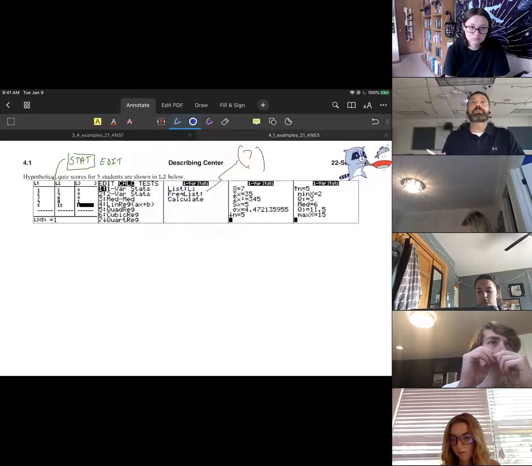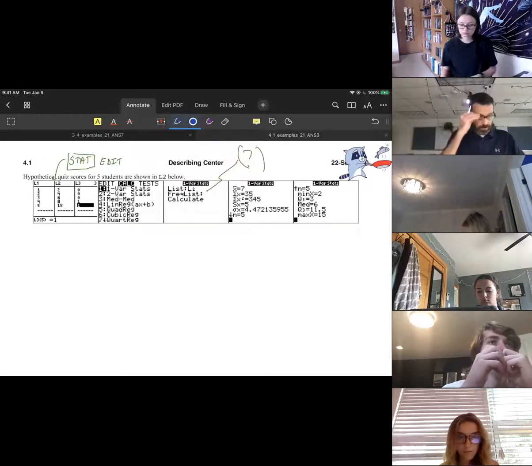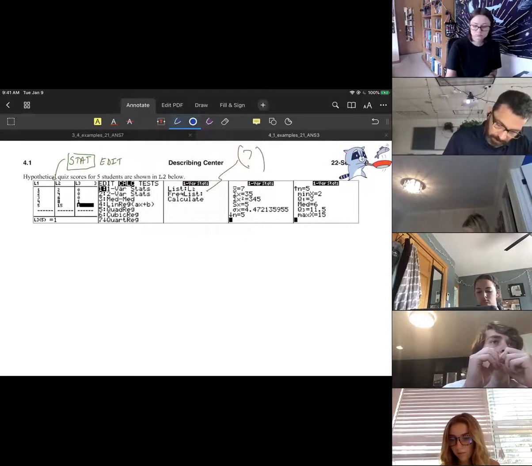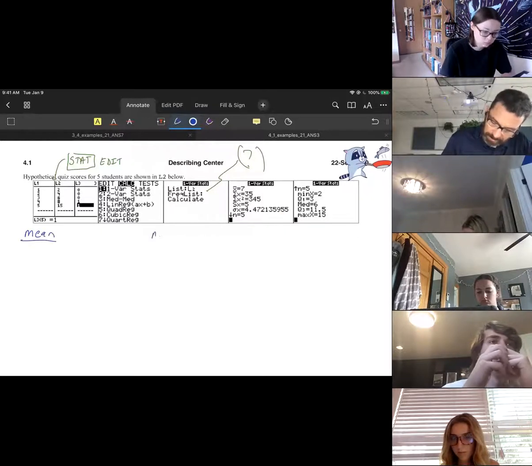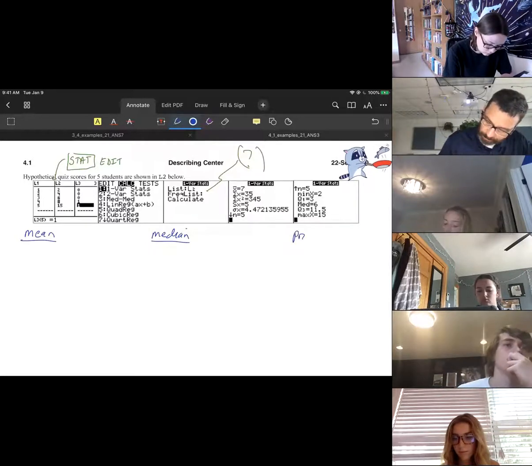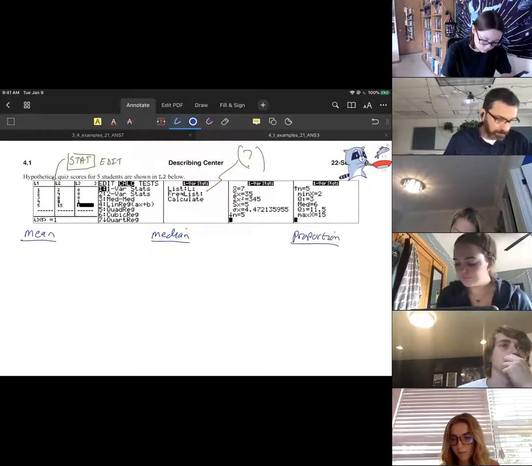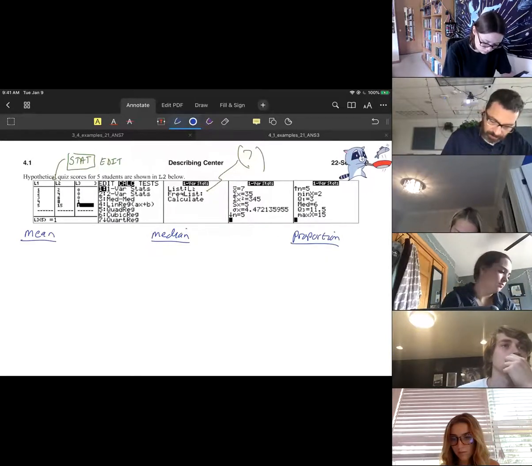Switch to blue. All right, so I'm going to make 3 columns. The mean is the first topic. The median is the second topic. And a proportion is the third topic. Okay, the symbol for the mean is X bar or mu.